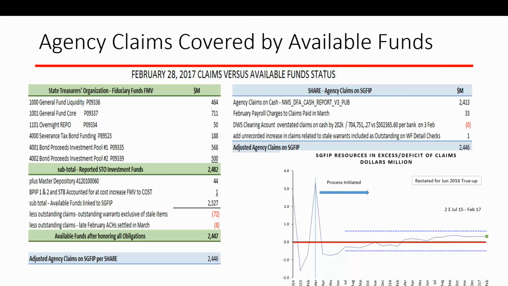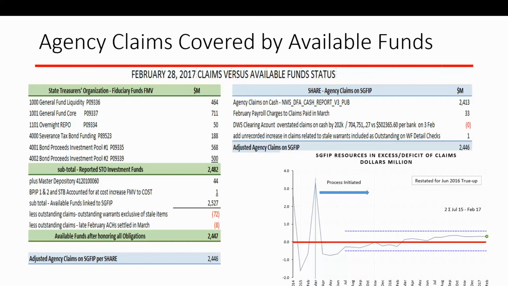SHARE considers a warrant issued as a warrant paid upon issuance. In this particular case, the bank does not consider it a cash use until the individual or corporation comes and requests that check to be honored. Taking those timing differences into account, available funds that STO had available were $2,447,000,000. Agency claims, $2,446,000,000. There's a little bit of rounding in there, but the difference was about $300,000.